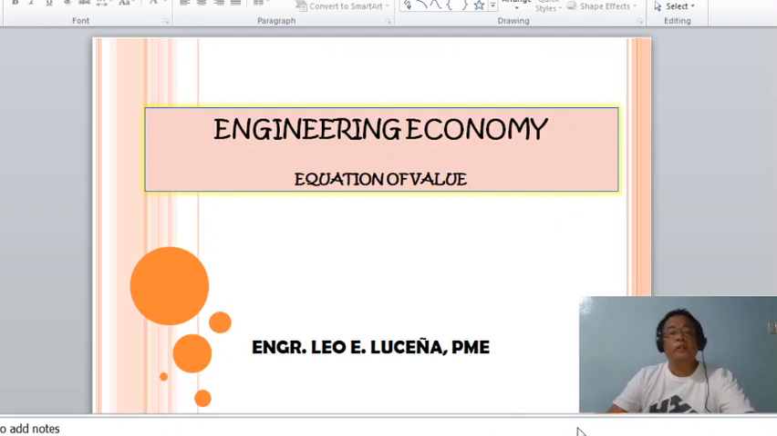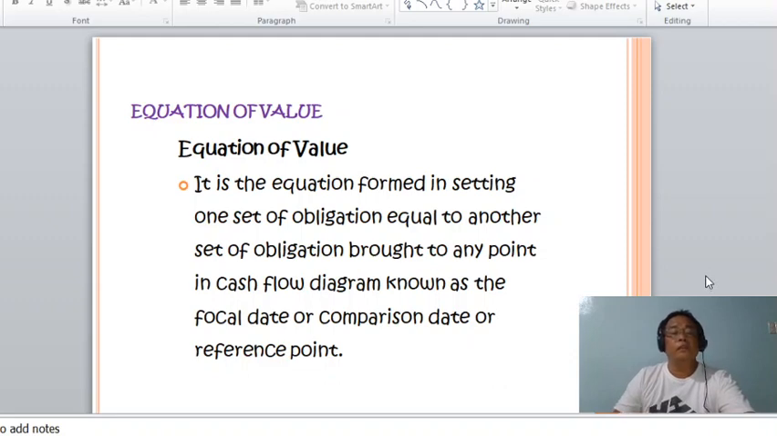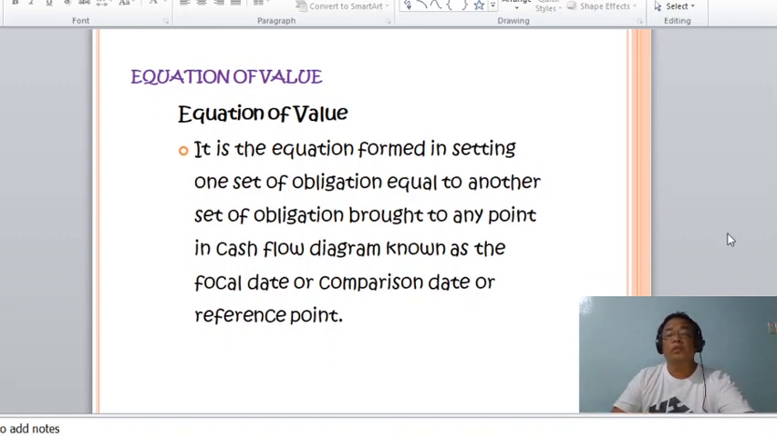Okay, class, this is the continuation of our discussion in engineering economy. So this is equation of value. What is equation of value? Equation of value is the equation formed in setting one set of obligation equal to another set of obligation brought to any point in the cash flow diagram, known as the focal date or comparison date or the reference point.